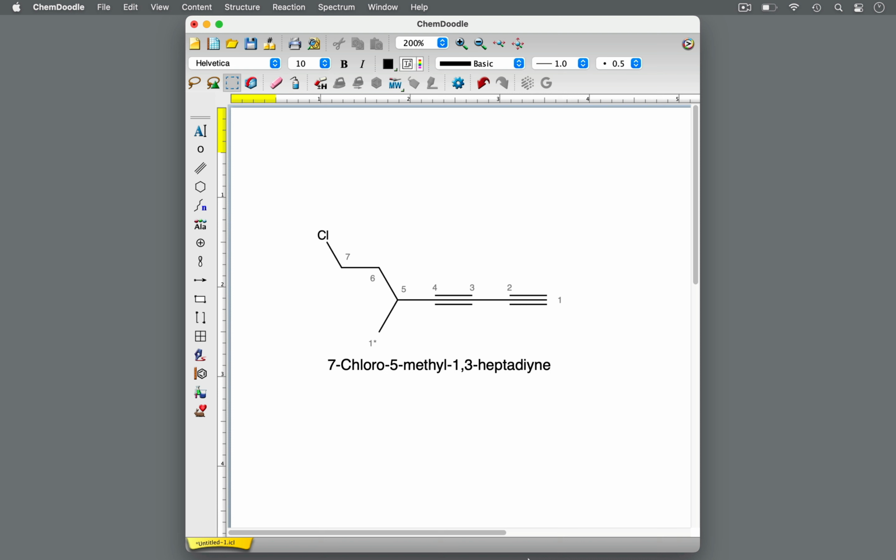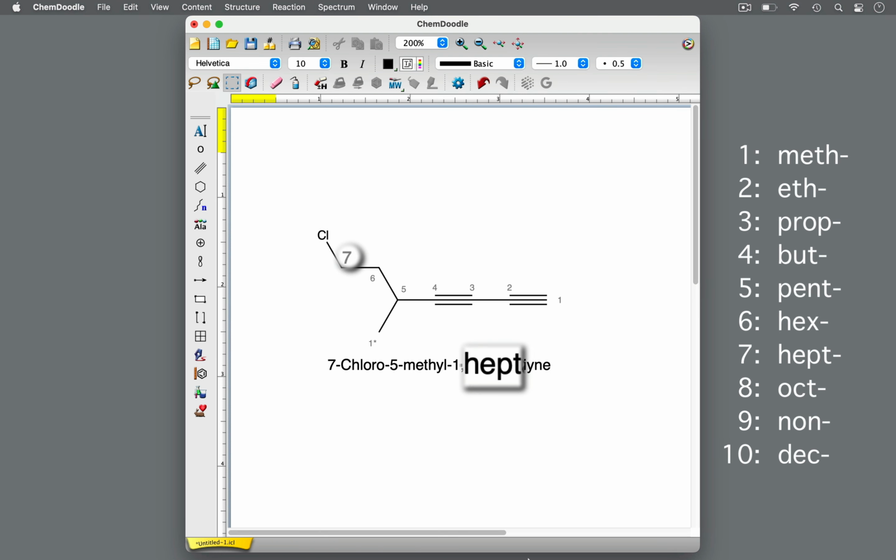Similar to alkanes and alkenes, alkynes are named according to the longest continuous carbon chain that includes the triple bond, combined with the suffix -ine.